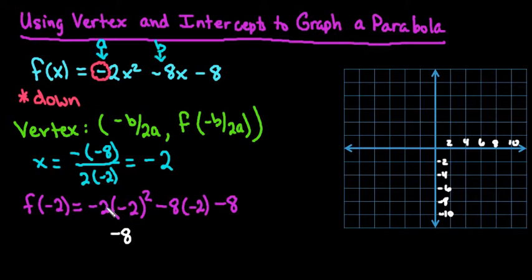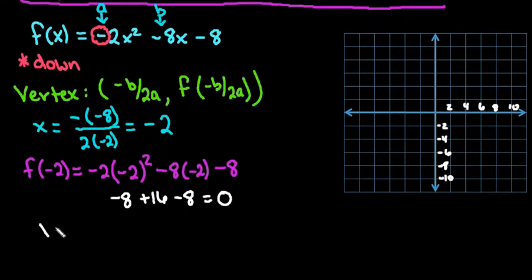I see that a lot. I have students that will distribute this in because they think multiplication comes first, but remember that the squaring comes first, and when you square a negative, it becomes a positive 4 times a negative 2, which gives us negative 8. This part right here gives me positive 16 since I have a negative times a negative, and then I would subtract the 8, which ends up giving me 0. So my vertex is going to be at the point negative 2, 0. So I'm going to go ahead and graph that on my grid over here.